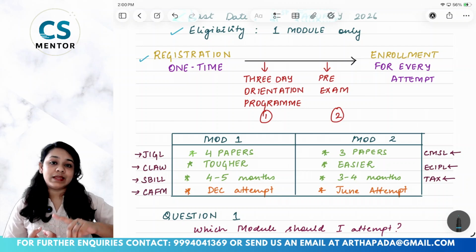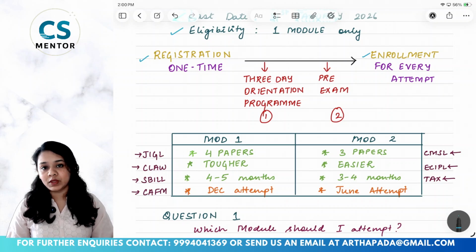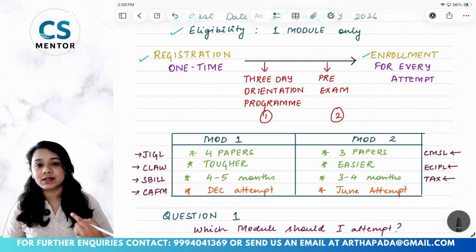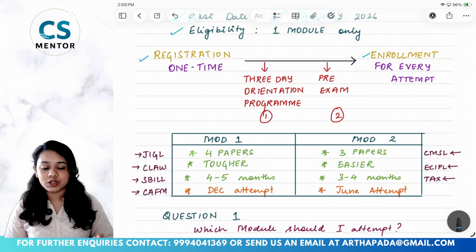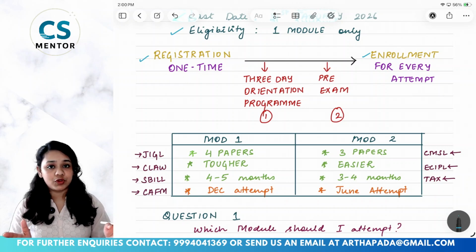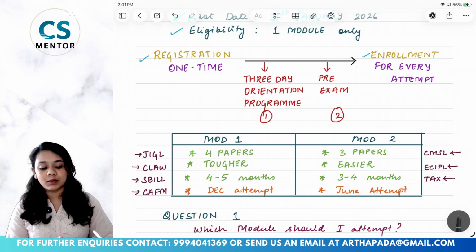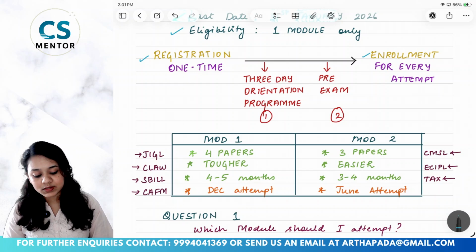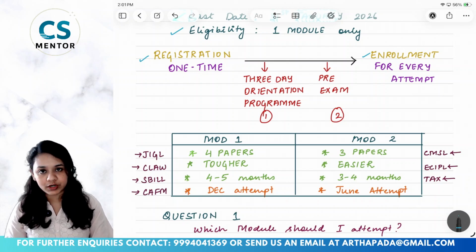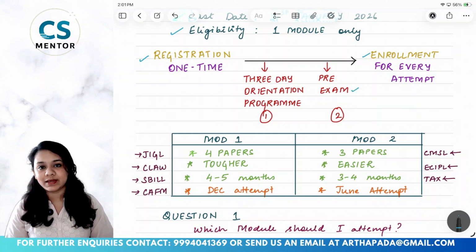However, before each attempt, you have to enroll yourself for that attempt. Now, enrollment will come every single time you are attempting a paper. So keep this in mind. But between registration and before your enrollment, there are two requirements for you to complete before you can actually enroll. This is known as the 3-day orientation program. That is a compulsory requirement. And apart from this 3-day orientation program, you also have to complete your pre-exam.